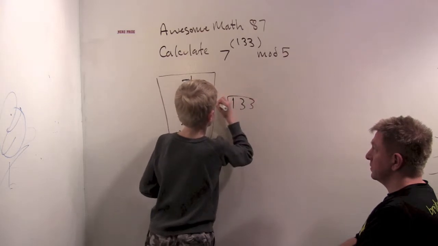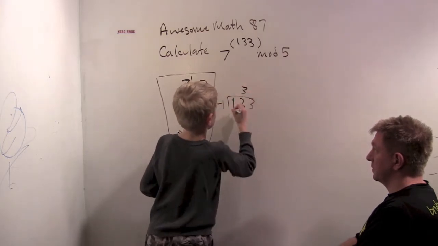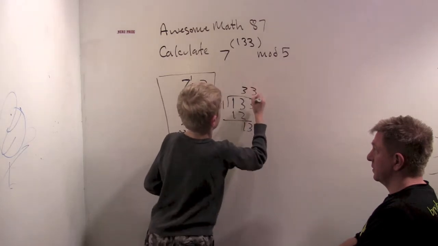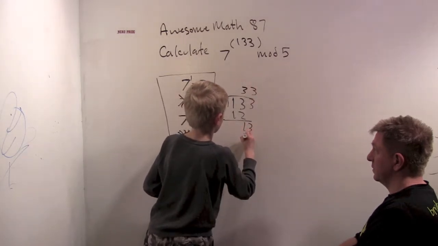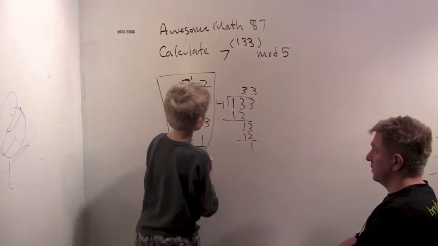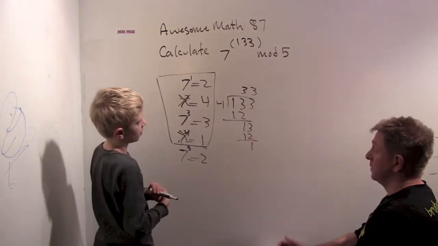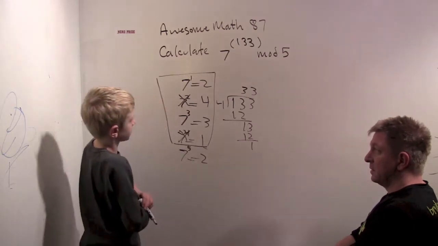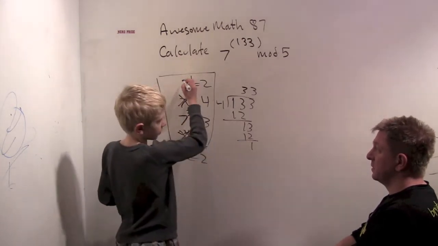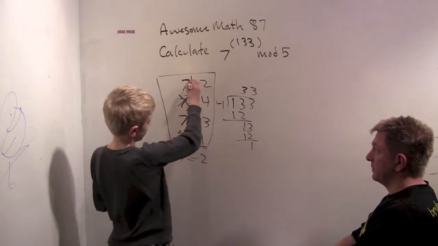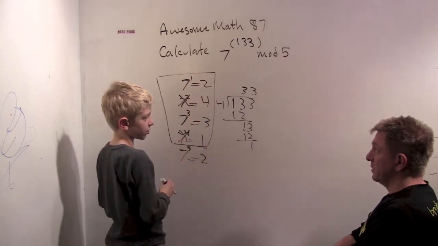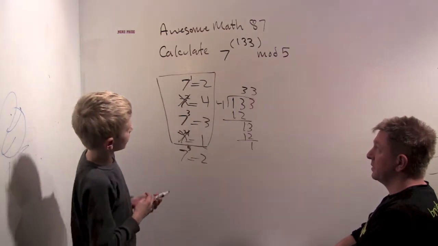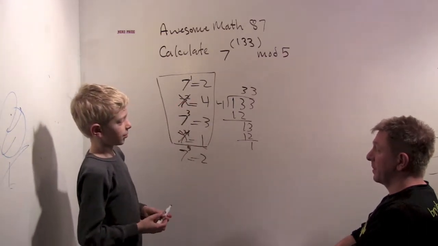33. So 33, and it has a remainder of 1 to it. Alright. So, and then our 7 to the first power was 2. Okay. So 7 to the 133 has a remainder of 2 mod 5.